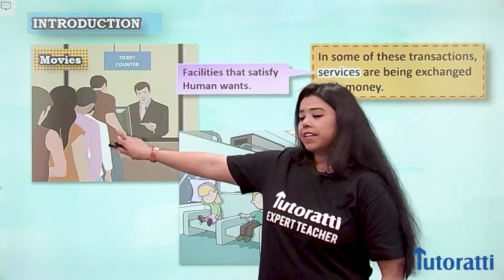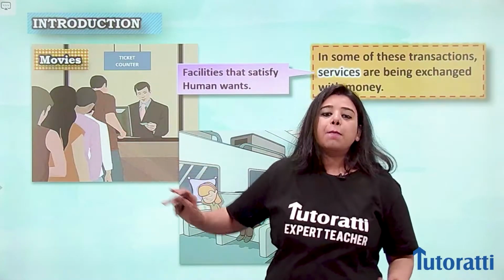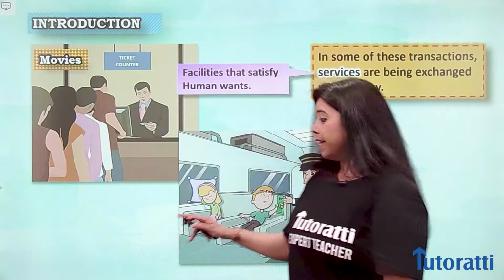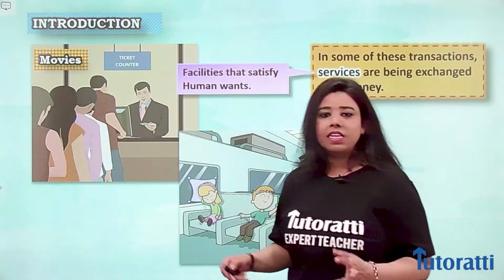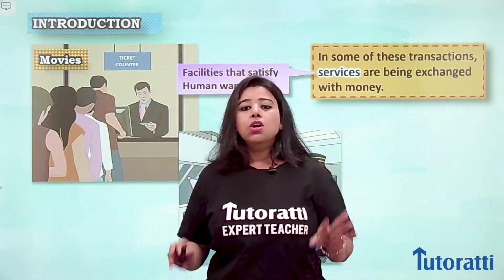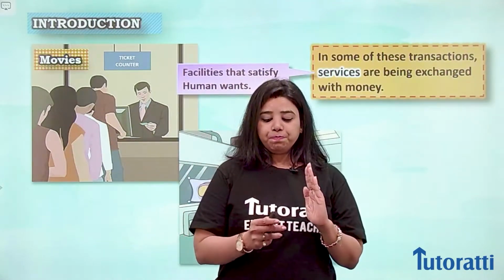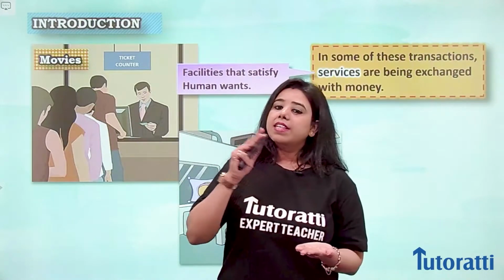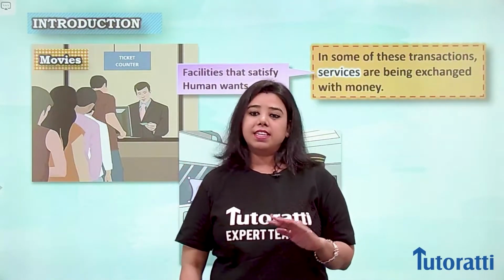Okay, so services are the facilities that satisfy human wants. Facilities, like when you go to buy movie tickets, the facility given to you is that you can go and watch movies in the hall. Again, you are using trains for transportation. Similarly, planes are being used, rides are there, similar things. So goods were the things that were satisfying human wants, and services are the facilities that satisfy human wants.